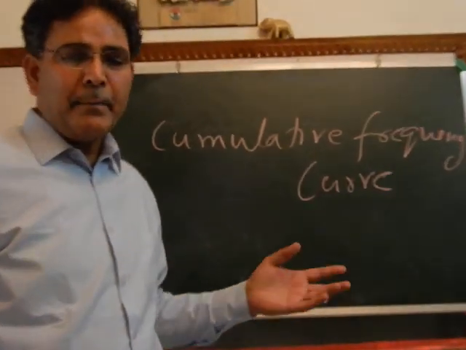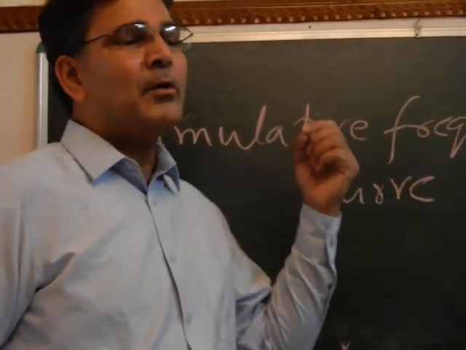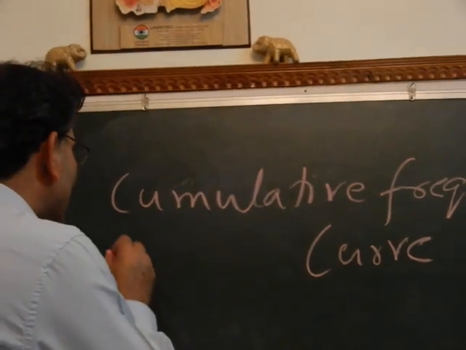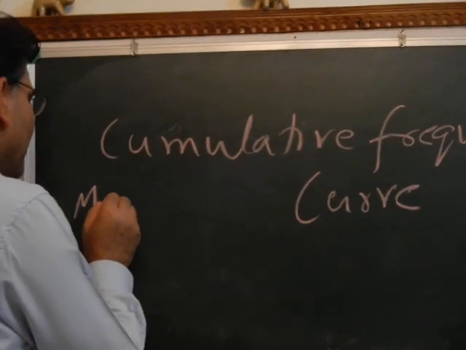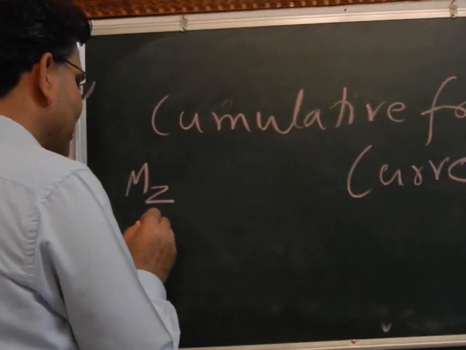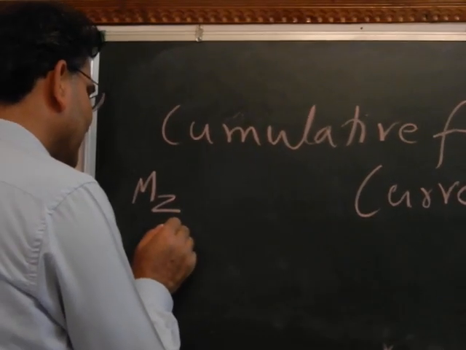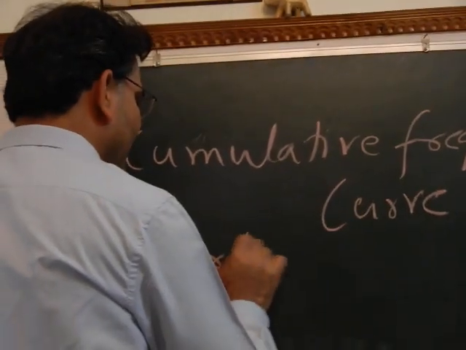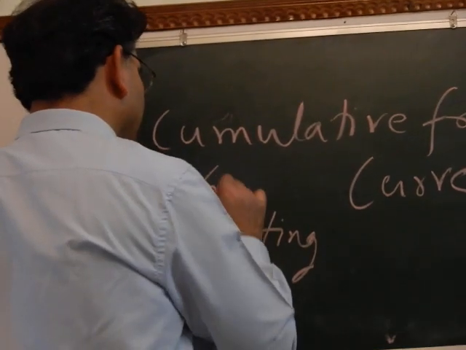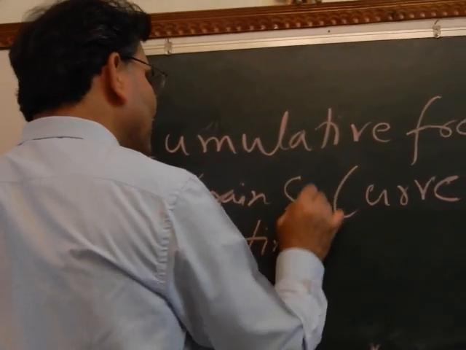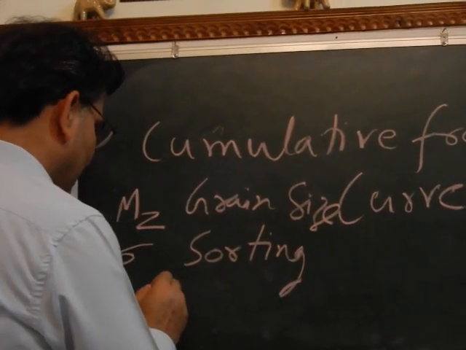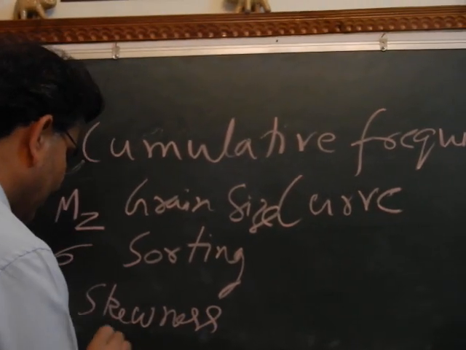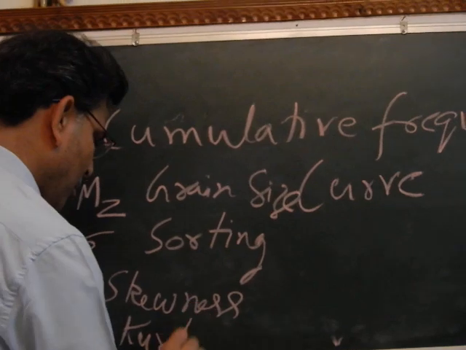And there are a number of formulas. That formula was proposed by Folk and Ward, and according to that formula we can calculate the MZ, that is the mean size. Then we can calculate the standard deviation. This standard deviation is also known as sorting. Then we calculate the skewness, and the fourth is kurtosis.